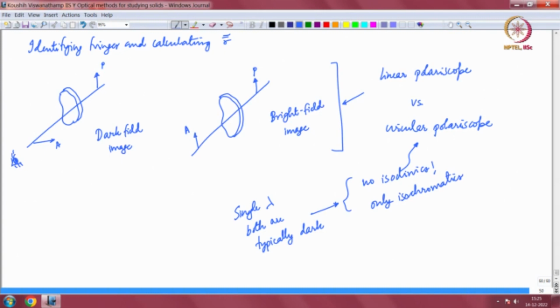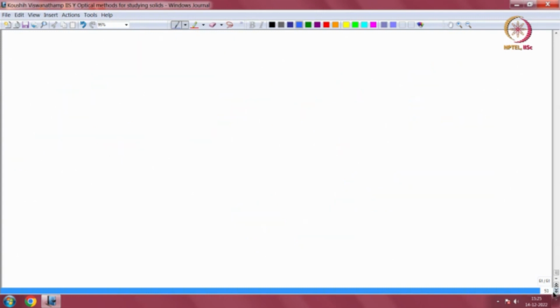Now there are a couple of other optical elements that we need to know about. The first is what is called a quarter wave plate.